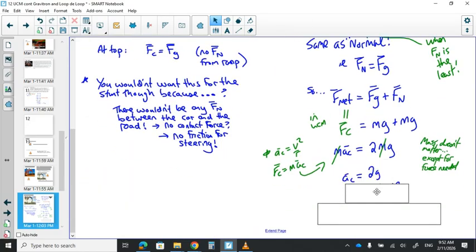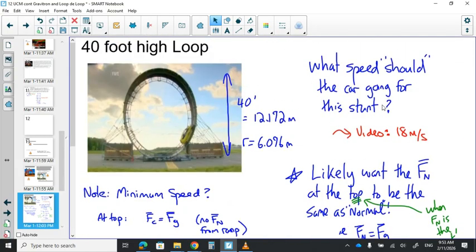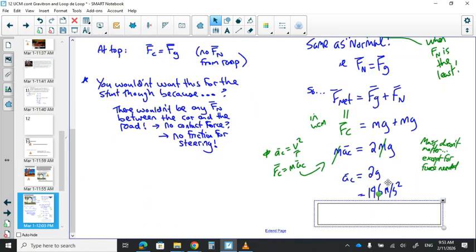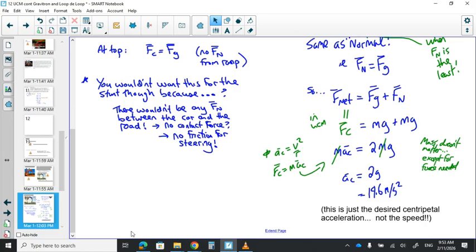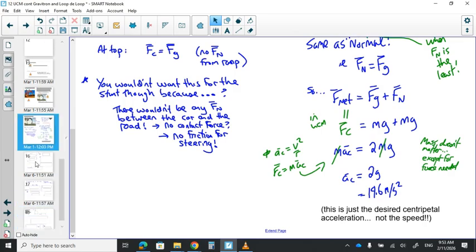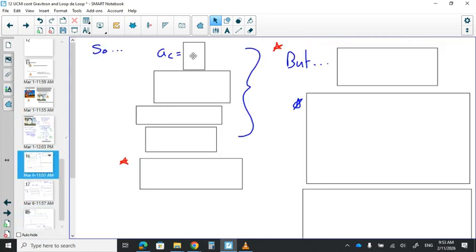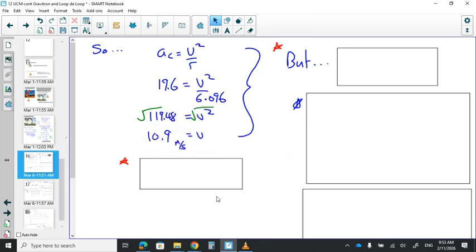And so centripetal acceleration is 2 g's apparently in this case, which is 19.6 meters per second squared. Notice, it was supposed to be 18 meters per second. That's not this number, right? That's the acceleration at this point. So we still have to get the speed. So let's do that. We know acceleration equals v squared over r. And so boom, boom, boom, we do our work and we get our speed, right?